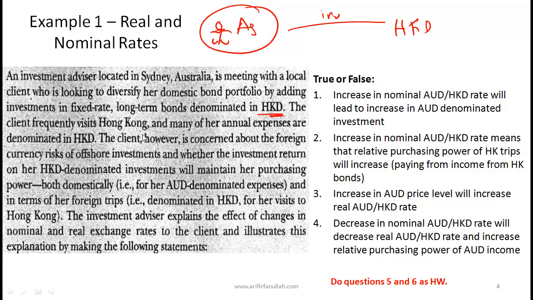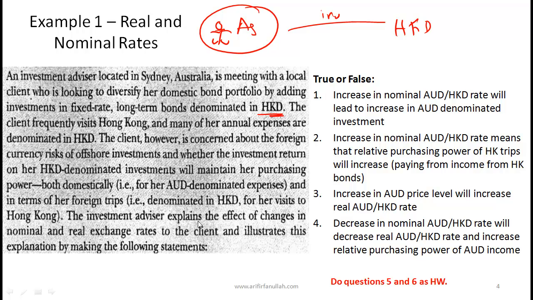The client frequently visits Hong Kong, and many of her annual expenses are denominated in Hong Kong dollars. The client, however, is concerned about the foreign currency risk of offshore investments and whether the investment return on her Hong Kong denominated investment will maintain her purchasing power, both domestically, i.e. for Australia denominated expenses, and in terms of her foreign trips, that means Hong Kong denominated. So when she goes on these trips, let's say she pays in Hong Kong dollars.